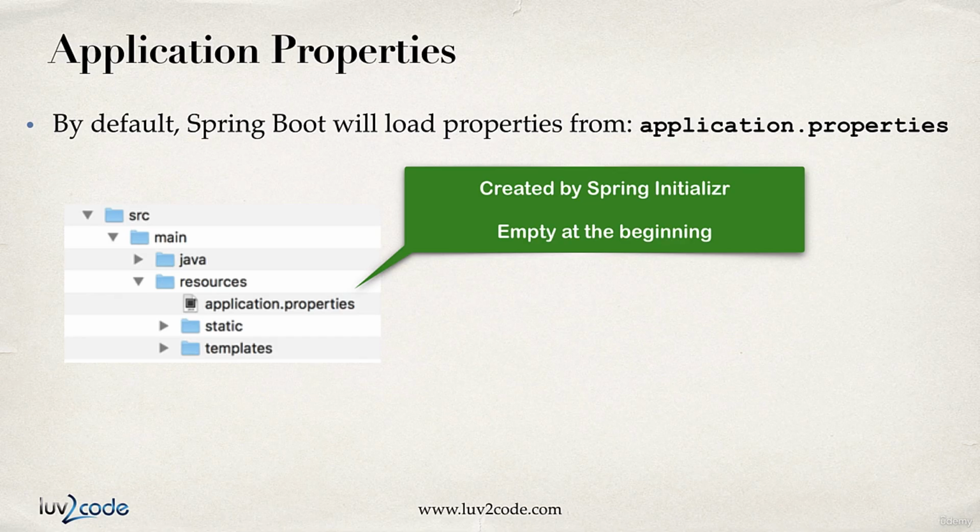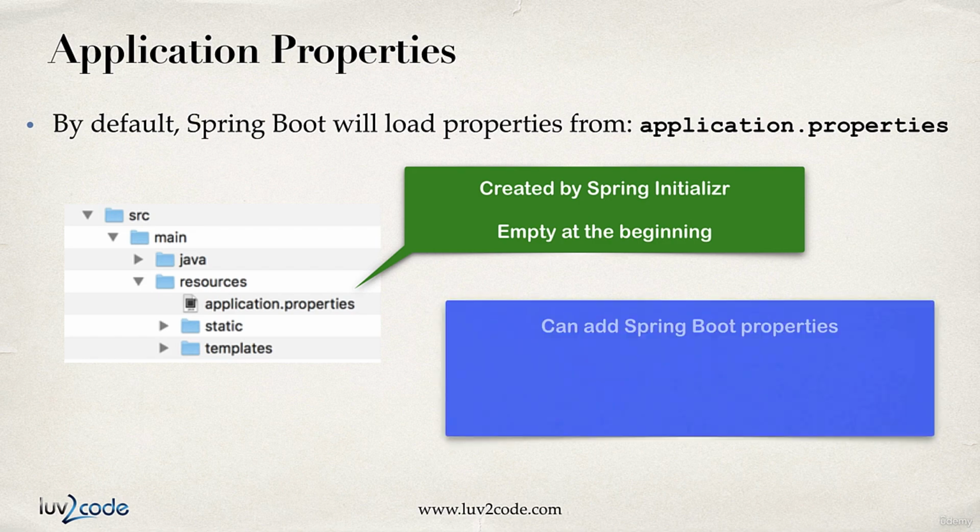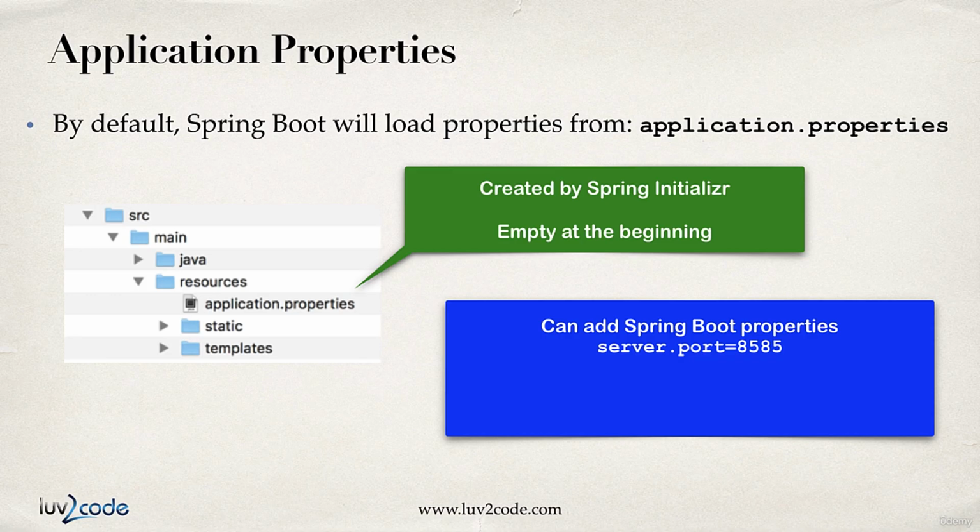Now, if you look at the file, it's actually empty at the beginning. There's nothing in it, but you can add some Spring Boot properties. So you could say server.port=8585. Effectively, you're telling Spring Boot, hey, don't listen on port 8080. I want you to listen on port 8585, or whatever magic number you want to give, to have the Spring Boot server listen on.